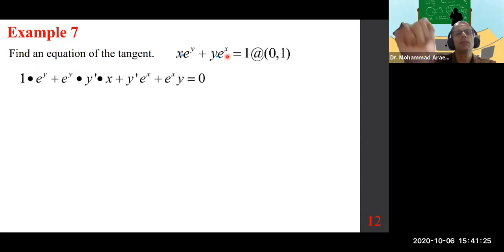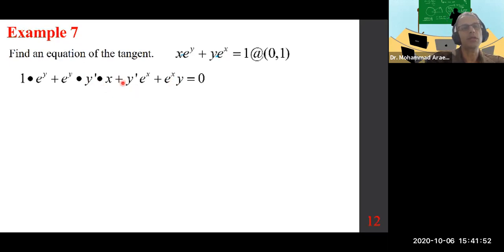So one more time. X gives you 1 times e to the power of y. E to the power of y gives you e to the power of y, y prime, and then times x by the product. Y gives you y prime times e to the power of x. And then e to the power of x gives you e to the power of x times y. All you have to do is solve for y prime.